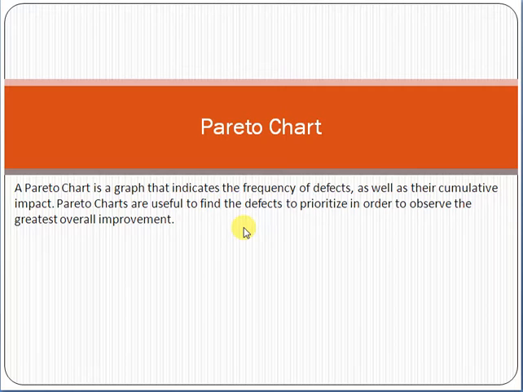Why Pareto chart? Basically friend, it's easier for us to represent the data in graphical form because it's easy to understand, and whenever we want to depict some problem, some area of issue, we use the Pareto chart. So a Pareto chart is a graph which indicates the frequency of an event or defect along with their cumulative impact.